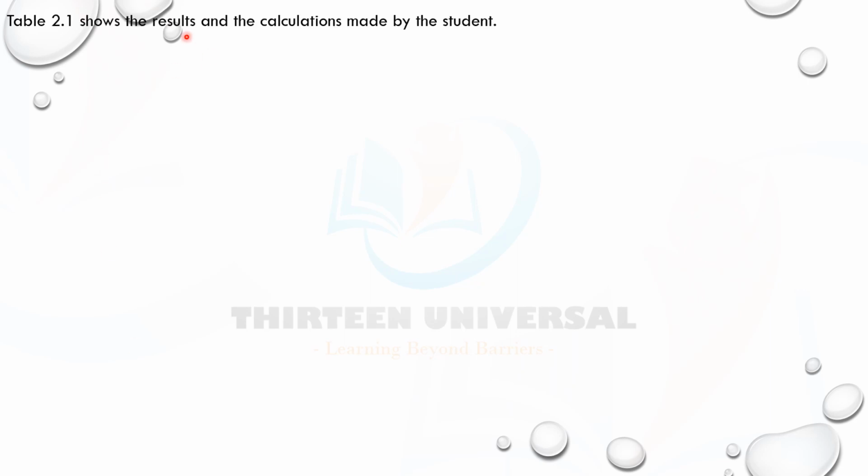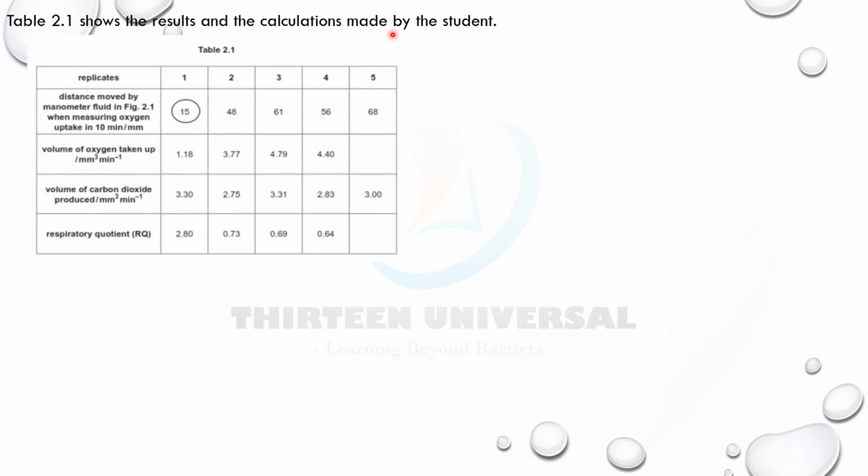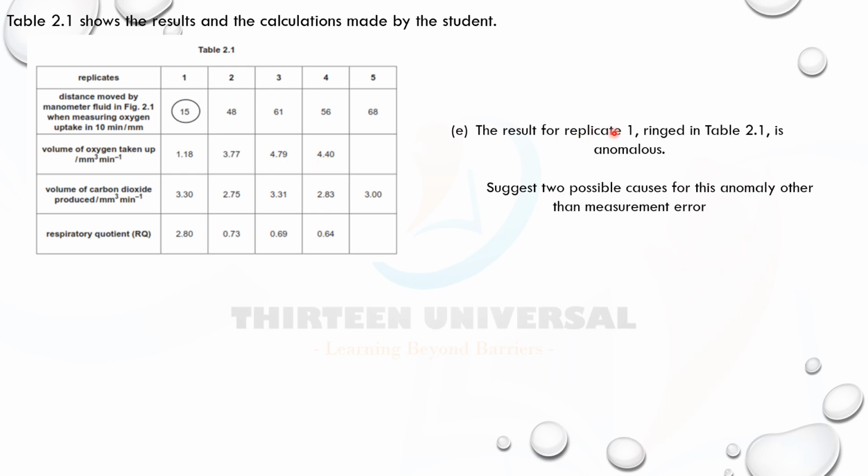Table 2.1 shows the results and calculations made by the student. Look at that, see what the student made. Replicate, distance moved by the manometer fluid, and the volume of oxygen for each of replicates 1, 2, 3, 4, 5. Then it says the result for replicate 1, circled in Table 2.1, is anomalous. Anomalous means it does not follow the trend. It's odd.